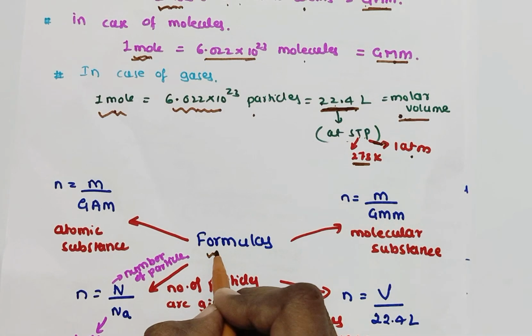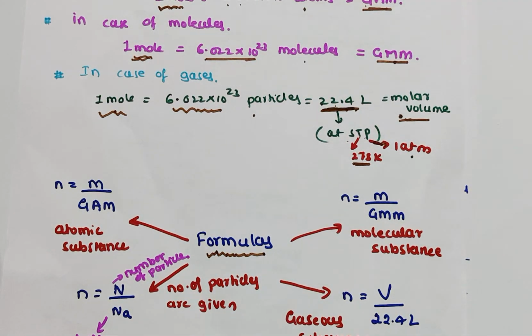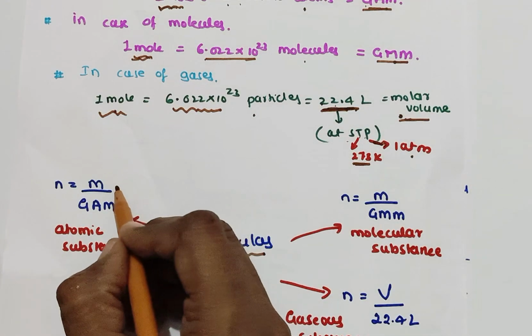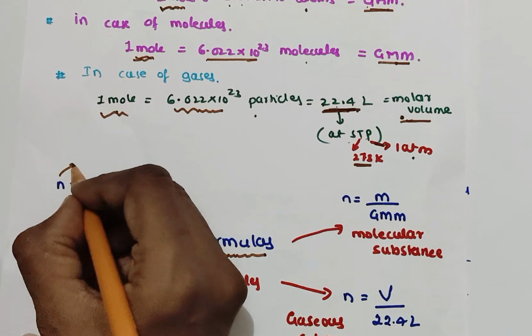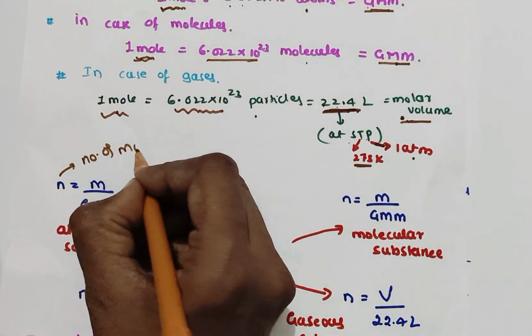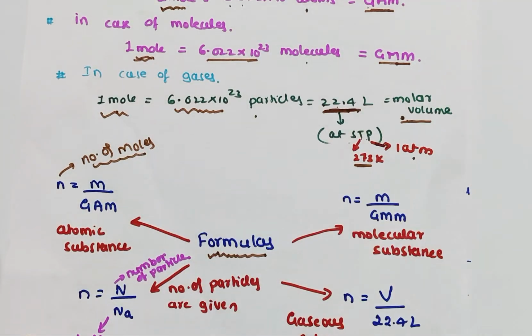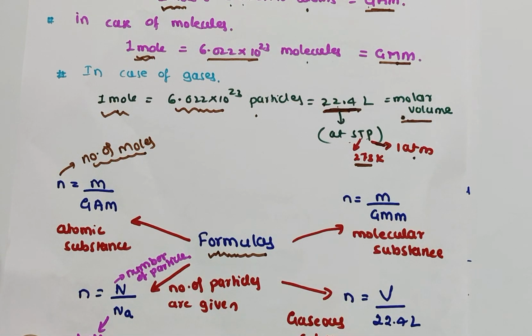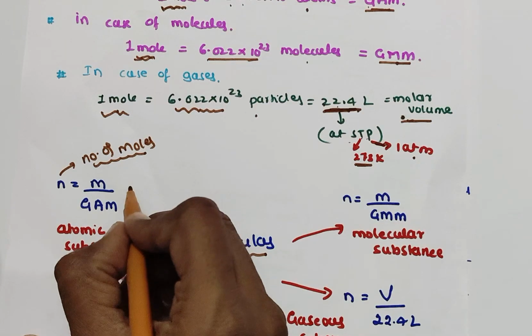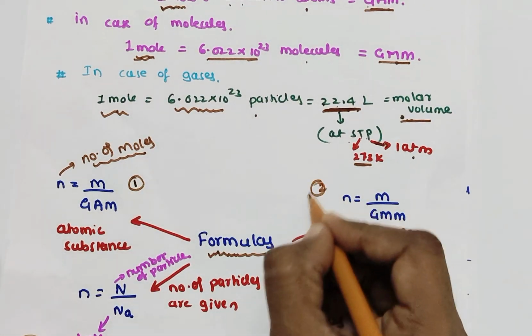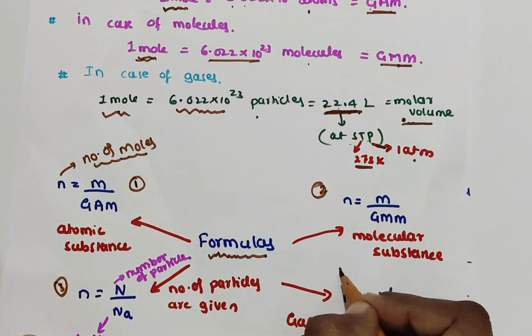That is some important formulas of the moles concept. Some important formulas to calculate moles, mass, gram molecular mass, volume, number of particles, or given mass. Is this clear? For that, the first formula is to calculate the number of moles. N is the number of moles. Totally, four formulas are there to calculate number of moles. This is the first one, second one, third one, and this is the fourth one.